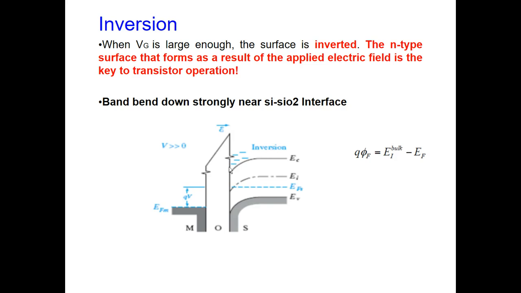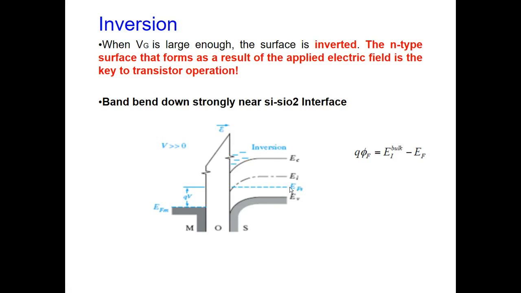To indicate the presence of more and more electrons, the band goes down strongly near the Si-SiO2 interface. That means EC will move closer and closer to EF to indicate the presence of more and more electrons. So we can see that this Q phi F is a difference between Ei minus EF, but now this is the bulk region. That means this is the surface, the Si-SiO2 interface, and this is the bulk region. So now for this Ei we need to consider only the bulk region minus EF. So that is the inversion region.